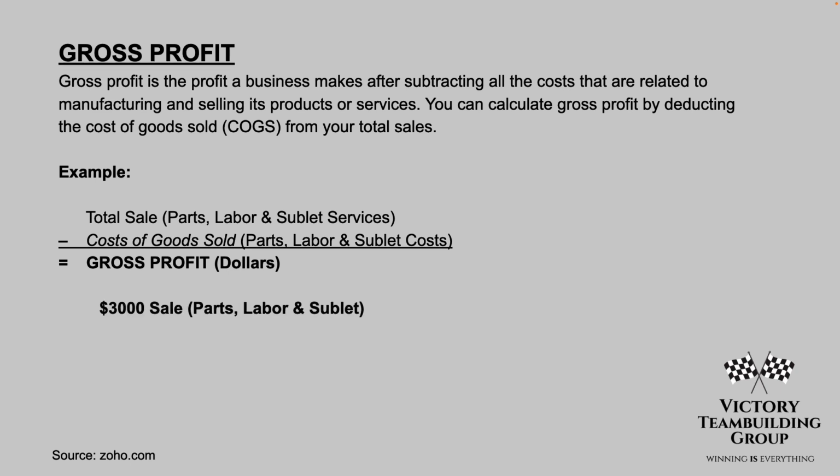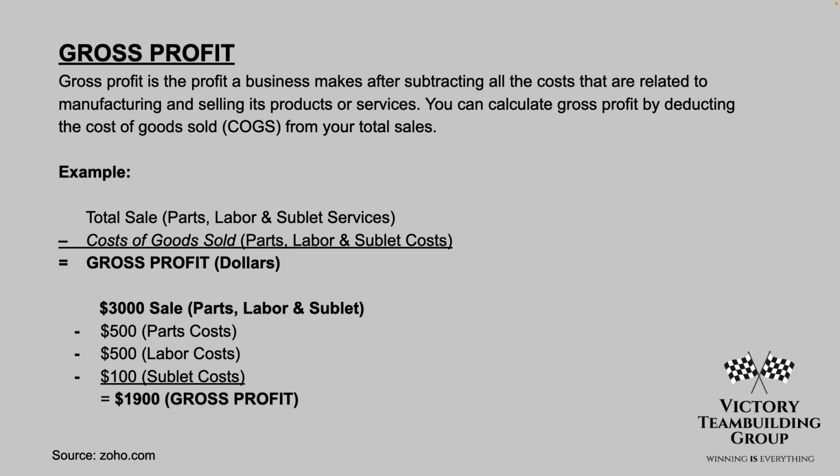Okay? So for example, we have a $3,000 sale of parts, labor, and sublet. That's what the customer pays. Our costs for the parts were $500. Our cost for the labor was $500. That's what we paid our technician and any of their taxes that go with their payroll. Minus the sublet services, or maybe it's a towing bill that came in. It was $100. So $3,000 minus $1,100 is $1,900 in gross profit. Okay, so we have the sale minus the cost of goods sold equals our gross profit dollars.